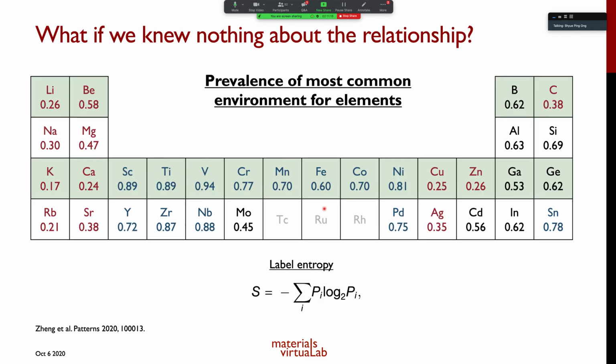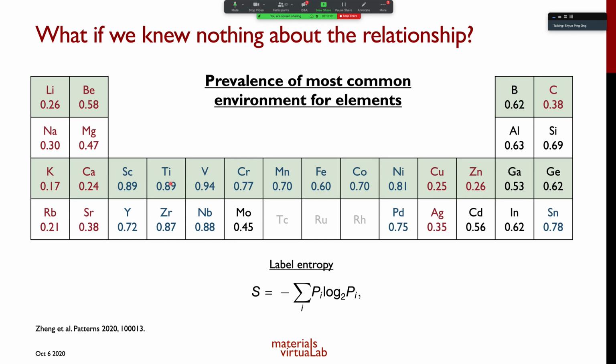Now, the first thing that we did was to ask the question, what if we knew nothing about that relationship, okay? We can do this in a very naive way, right? So if we say that, regardless of what spectra I see, I can always guess that I'm going to use the most common local environment as the local environment for our species, right? And it actually turns out that certain species do have a high prevalence in certain local environments, okay? So for example, if you look at titanium, titanium has 0.89 probability of being in an octahedral site.